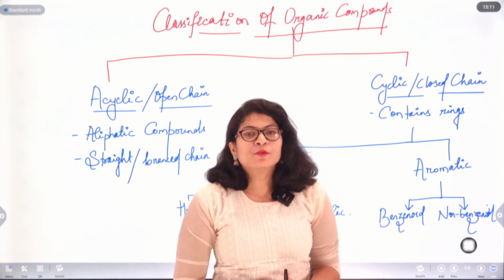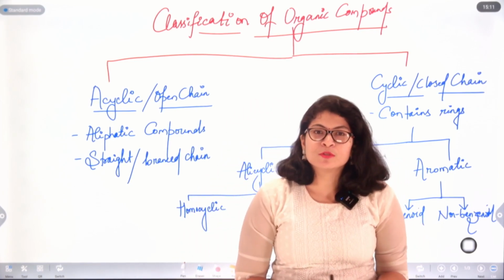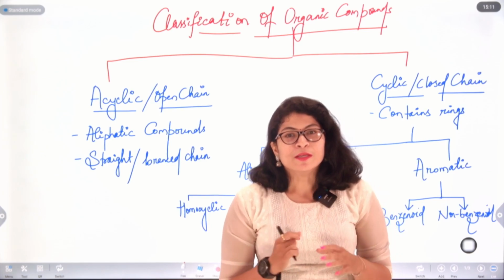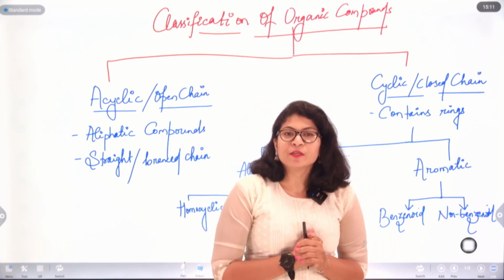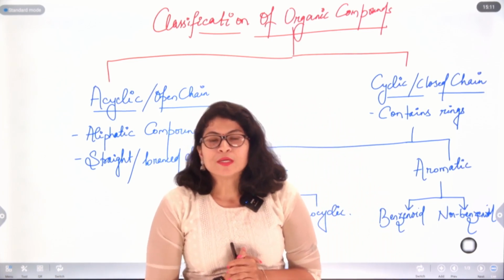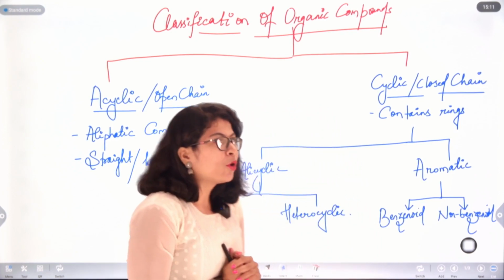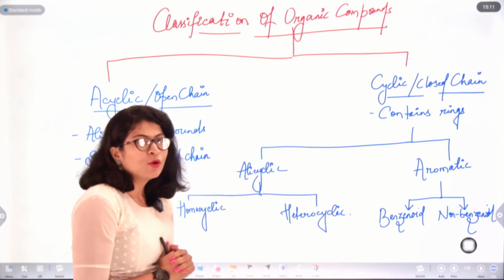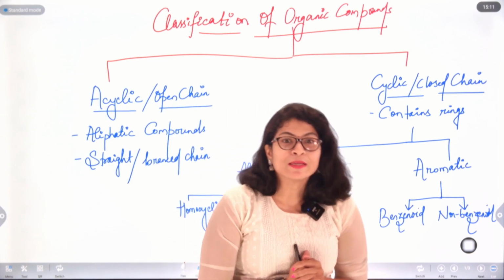In the previous video, we were dealing with organic compounds. So continuing the series further, in this lecture, we will see the classification of organic compounds. Organic compounds are broadly classified under two headings. One is acyclic and the other is cyclic.